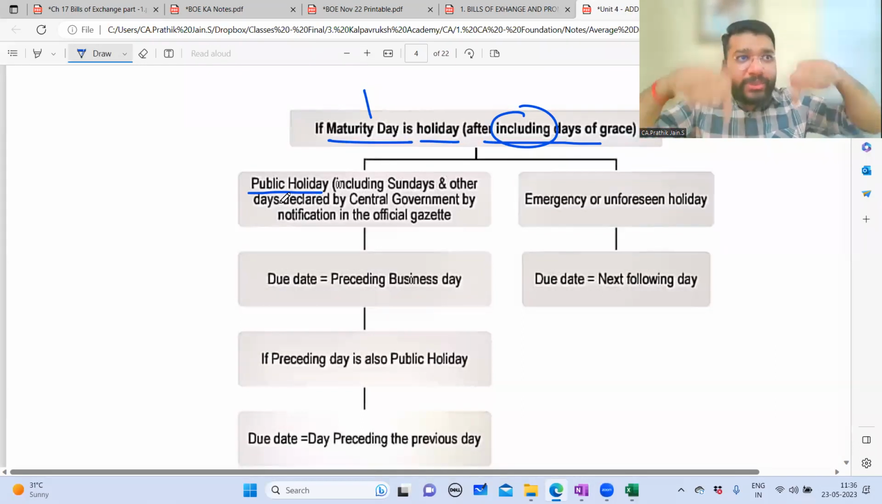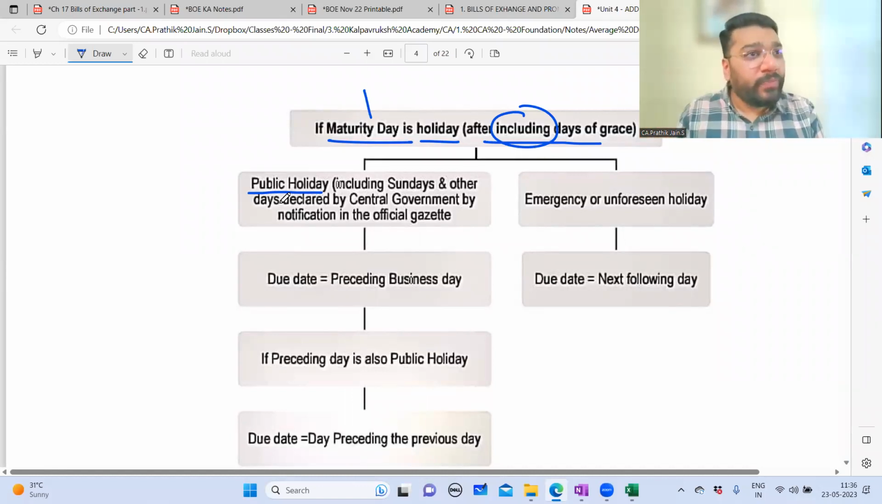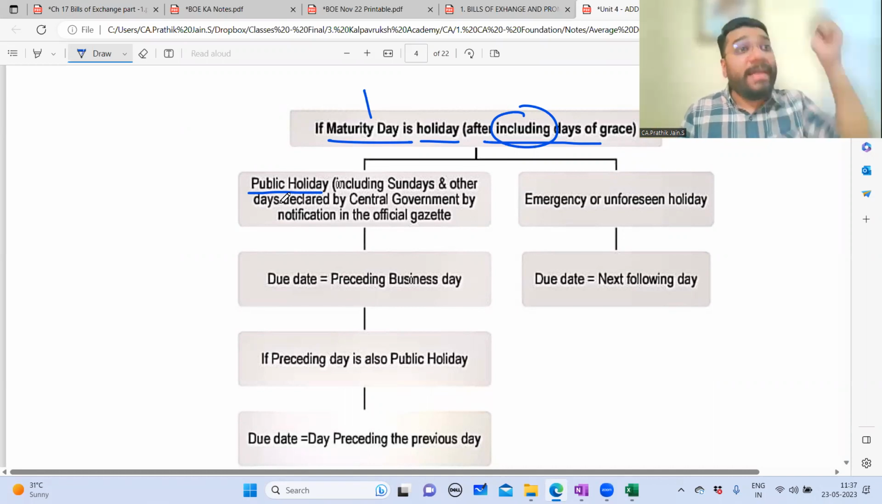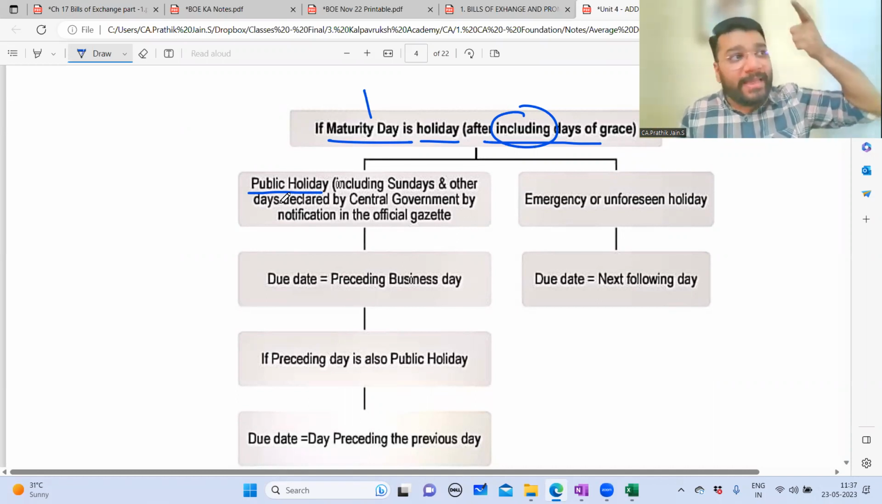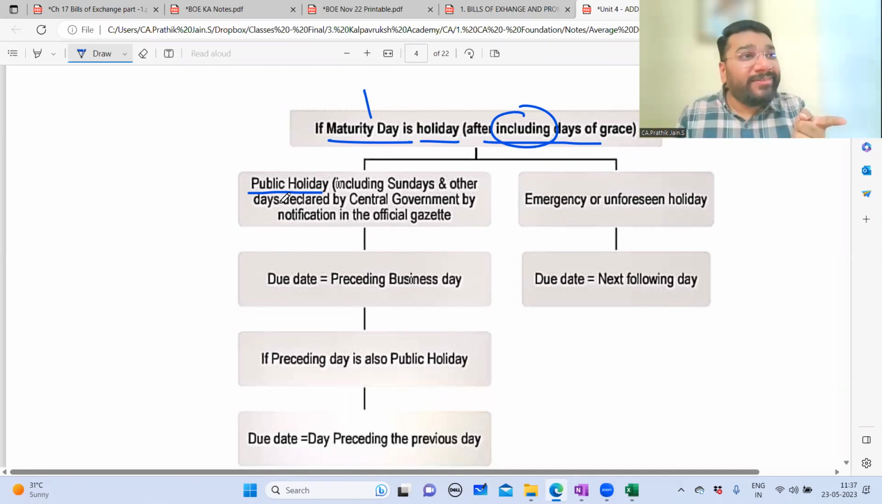So on the maturity date, if it's a public holiday, will you make the payment? Will you get the payment? No. So in that case, your maturity date will be the previous day. For example, if your maturity date is falling on a Sunday, then Saturday will be the revised maturity date. If the maturity date as per the calculation is falling on October 2, Gandhi Jayanti, then October 1 will be your due date, maturity date.